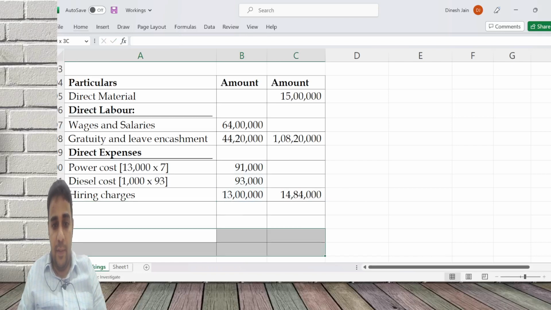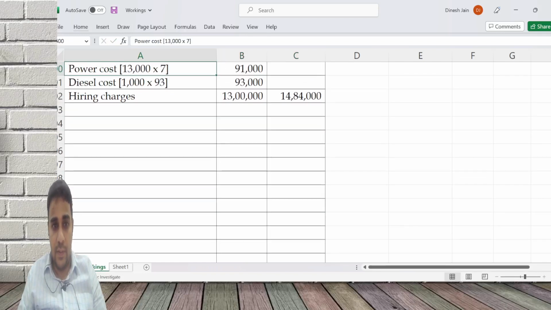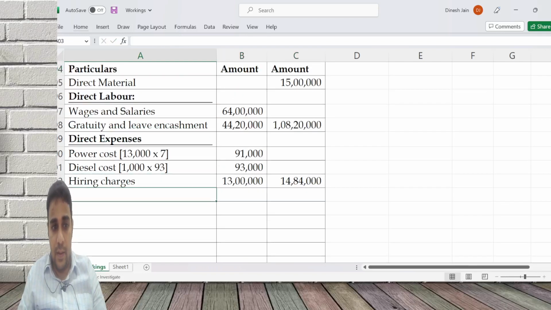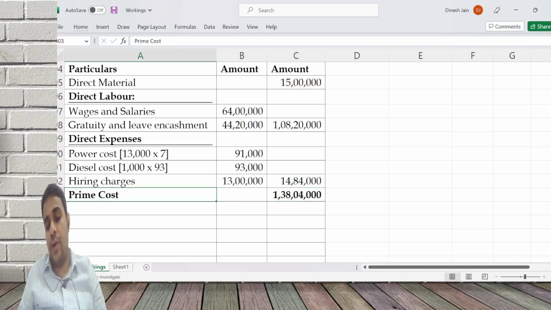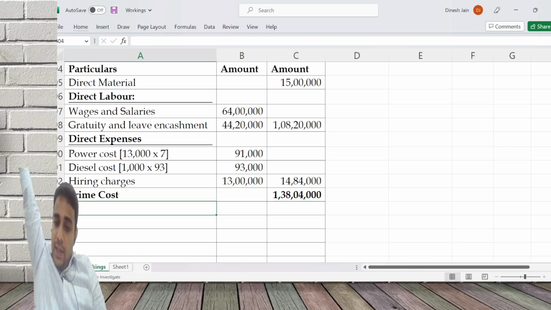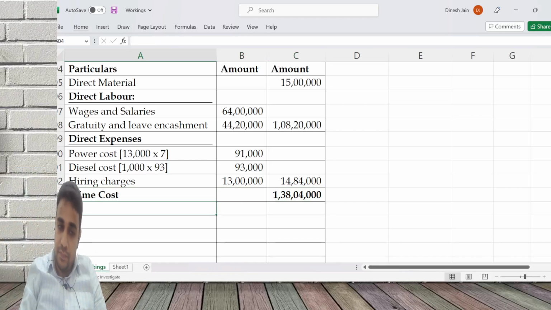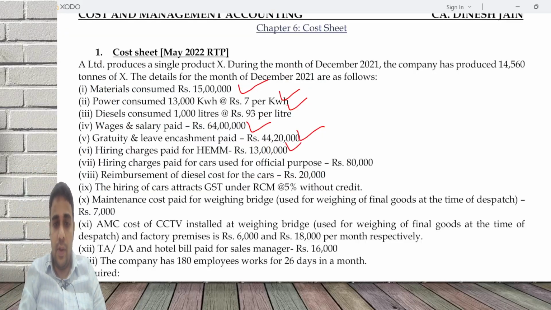Together we will get prime cost. Prime cost is 1 crore 38 lakh 4,000.